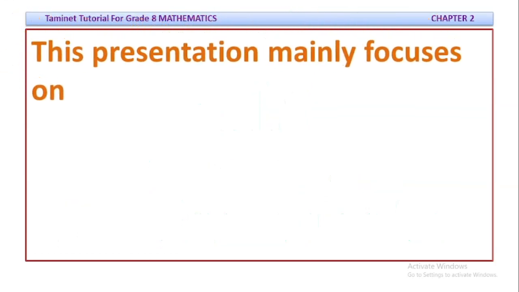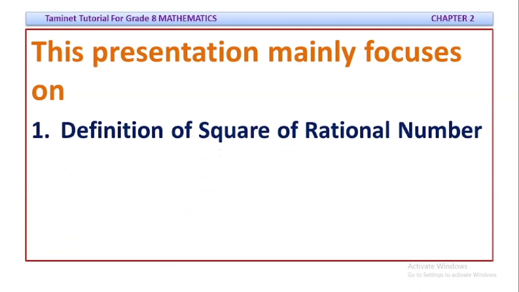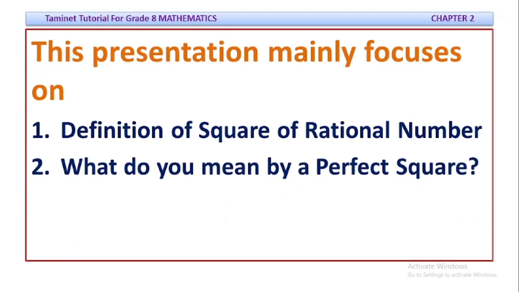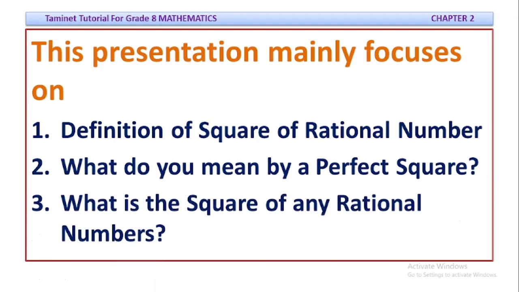Squares of rational number. This presentation mainly focuses on definitions of squares of rational number. What do you mean by a perfect square? And what is a square of any rational number? So how can we calculate a square of a given rational number? So what do you mean by perfect square? And how can we calculate a squares of a given rational number?